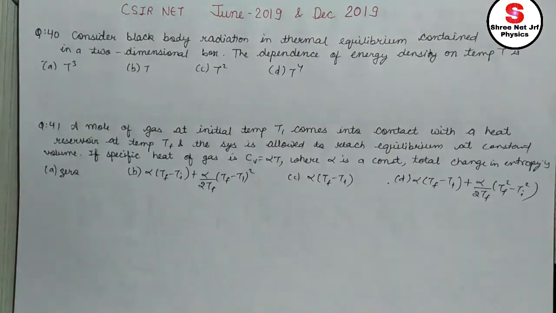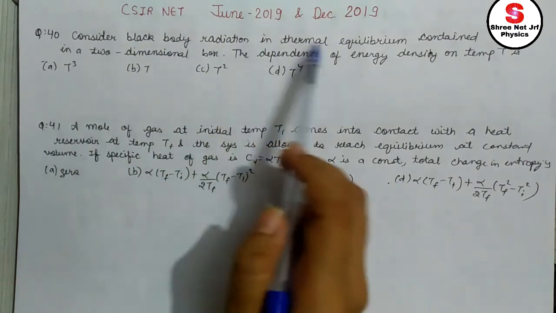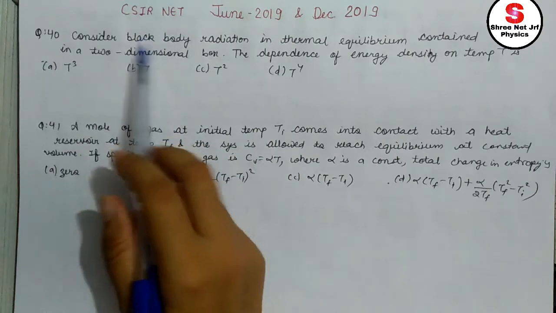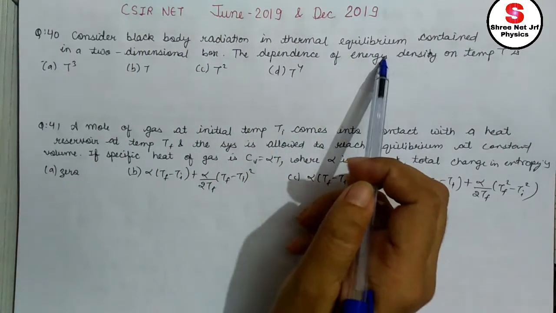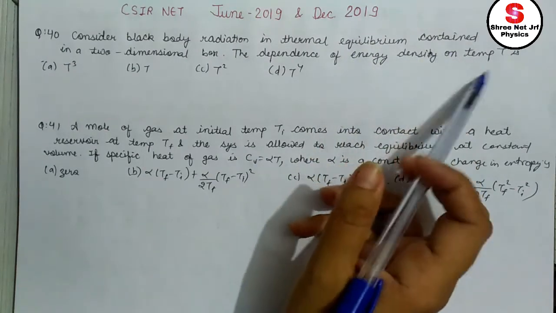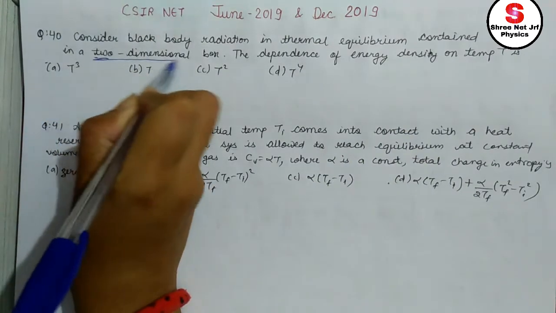Okay, so let's start. Question number 40 says: consider blackbody radiation in thermal equilibrium contained in a two-dimensional box. Okay, blackbody radiation, thermal equilibrium, 2D box. The dependence of energy density on temperature is... How energy density depends on temperature, we need to find this, and here it is for a two-dimensional box.